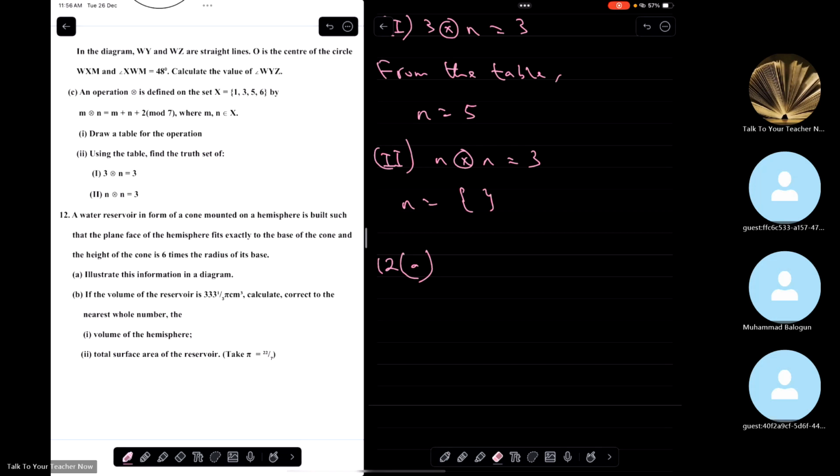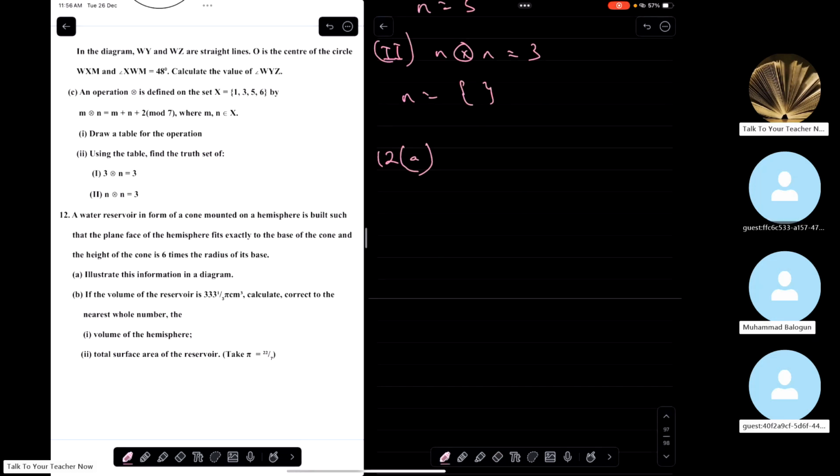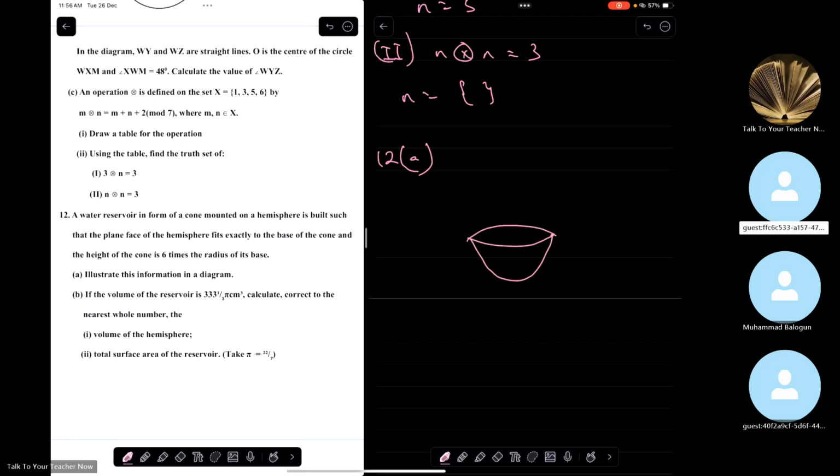Now let's look at that. Now, Ajara, look at it. This is the hemisphere. You know what the hemisphere looks like now. Look at that, everybody. Now, the cone sits on the hemisphere. They said the plane face of the hemisphere fits exactly to the base of the cone. That means the base of the cone is buried in the hemisphere.